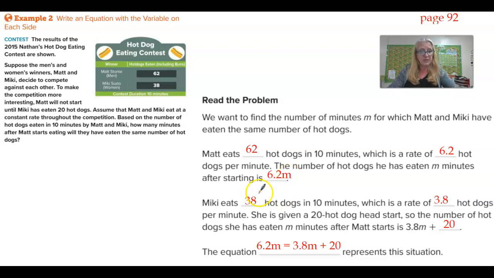She can eat 38 hot dogs in 10 minutes, which is a rate of 3.8 hot dogs per minute. If she's given a 20 hot dog head start, then her equation is 3.8m, for her 3.8 hot dogs per minute, plus the 20 she got for the head start. So the equation 6.2m = 3.8m + 20 represents the point at which they will have eaten the same amount of hot dogs.